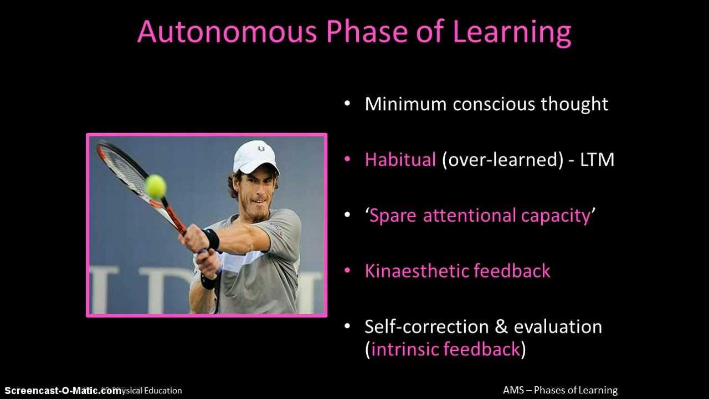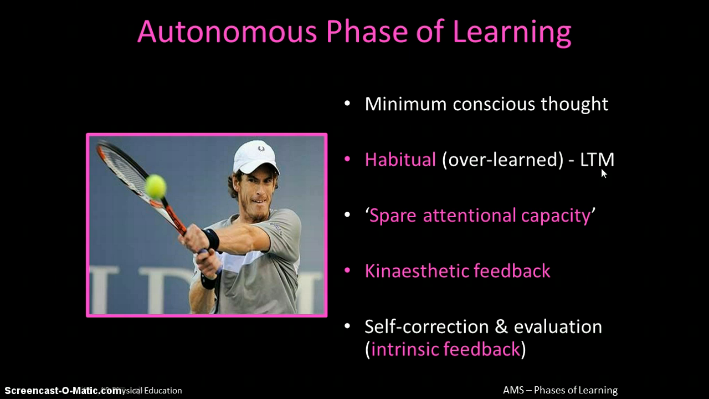Finally then, the autonomous phase of learning. This, as you might get from the picture, involves the elite performer, the performer who now has mastered the skill, who doesn't have to give a great deal of thought to performing the skill. It comes very automatically. So autonomous looks a little bit like, or sounds a little bit like, automatic. So this performer does it effortlessly, without thought. The motor program has become overlearned and it's now habitual. If a ball comes here, I do this. You do it as a habit because the motor program's stored in your long-term memory.